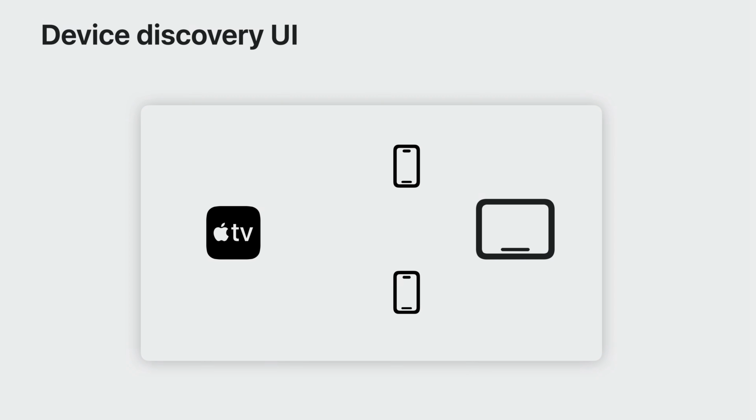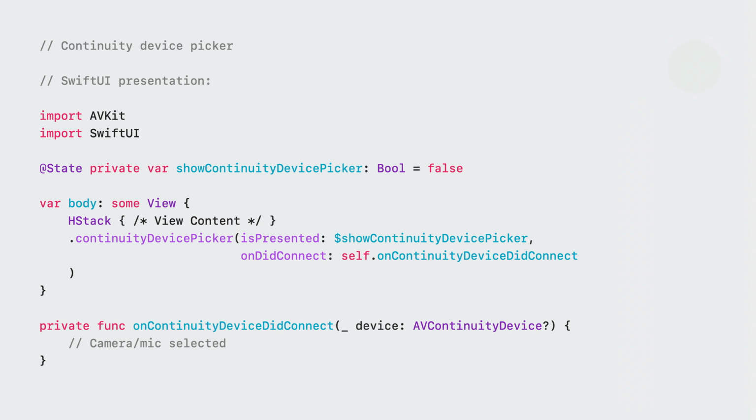Behind the scenes, tvOS and iOS work together to establish this connection. When a selection is made, tvOS will ping that user's eligible devices within close proximity to the Apple TV and prompt for a confirmation. The user can then accept the connection on any of the notified devices. At that point, the camera and microphone become available to use in your app, and camera and mic data can start streaming.